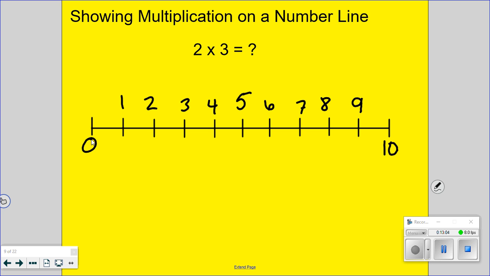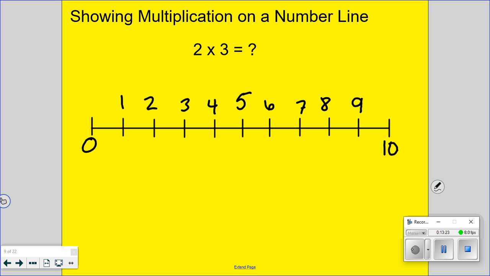Your number line should look like my number line when you're done. Either above or below your number line, it doesn't matter. I want you to write this equation: 2 groups of 3 equals question mark, or you could just say box. Go ahead and write it.